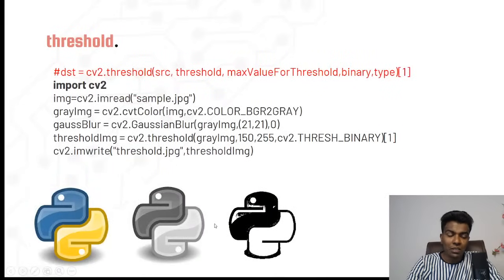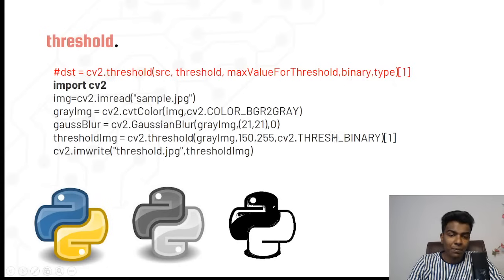So while talking about the threshold, we need to specify the thresholds. Here we have specified the first threshold, which is 150, and the maximum value for the threshold, which is 255. Whenever it crosses the threshold, it will turn that value into 0 or 1, which is nothing but black or white. Then comes the binary type.